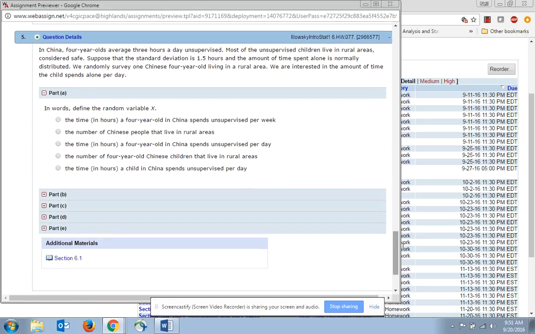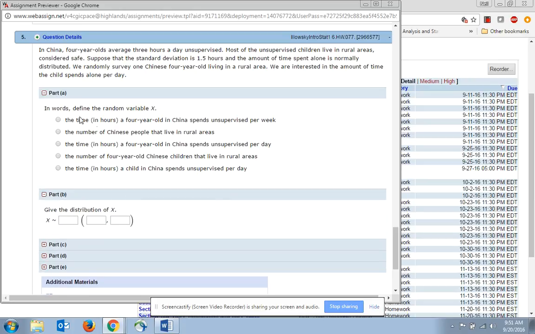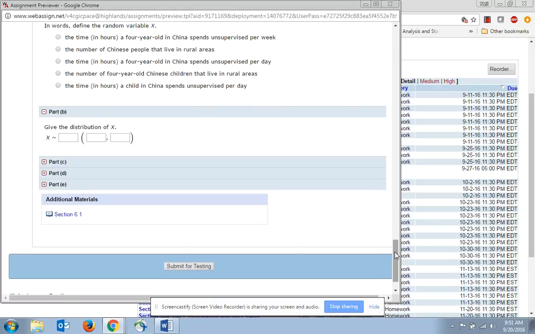So number 5, all right. For A, you're going to try to determine how we're defining X. So you need to think about which statement is true that we're looking for X. And if you look up here, this will help give you a key. Again, you're going to write it as the distribution. Remember, this is a normal distribution.